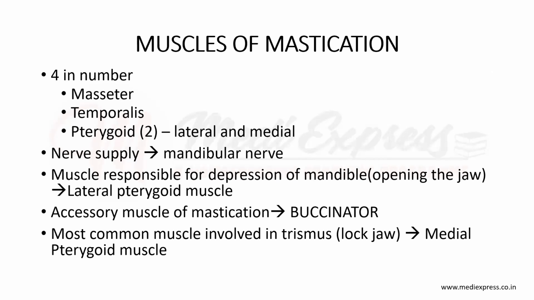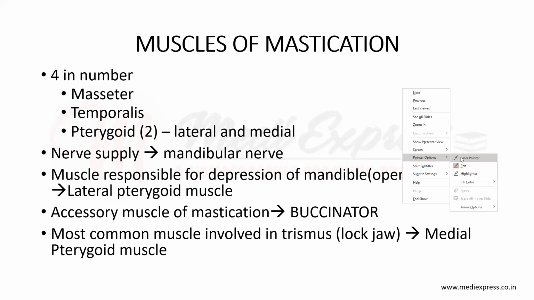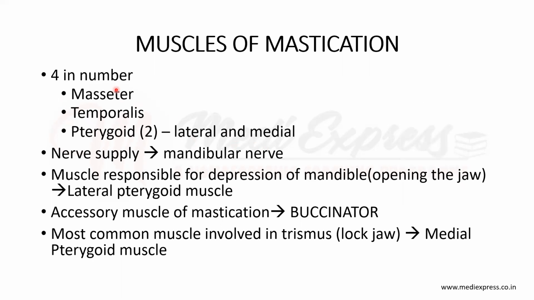Next, we are going to deal with the muscles of mastication. Muscles of mastication are four in number. The first one is masseter, then the temporalis, and the pterygoids. There are two pterygoids, the lateral and the medial one. The nerve supply to the muscles of mastication is the mandibular nerve. The mandibular nerve supplies the muscles of mastication.